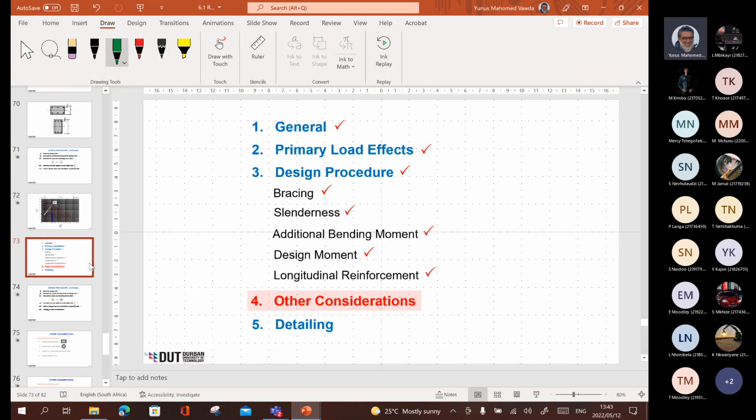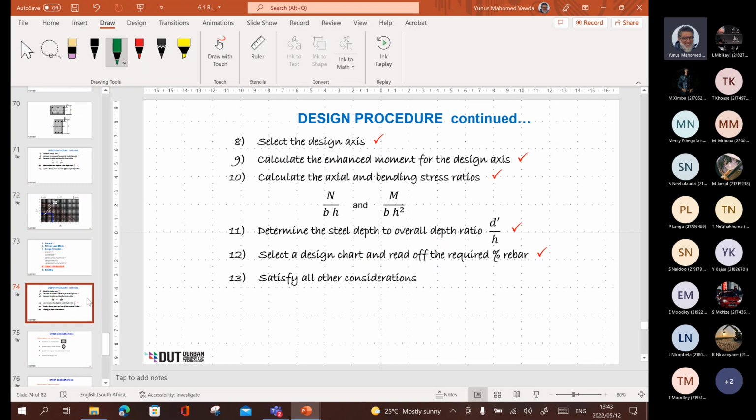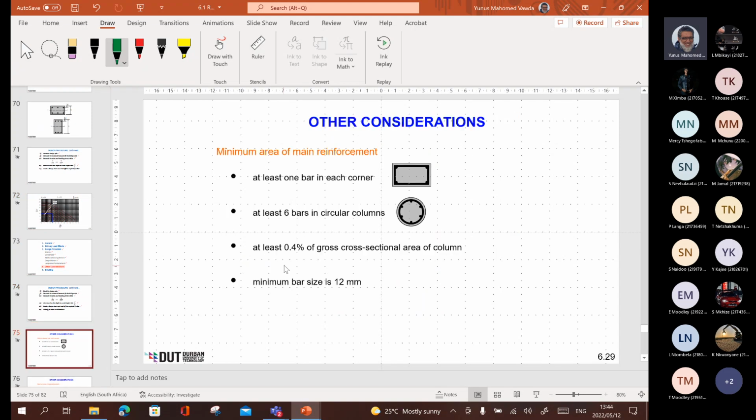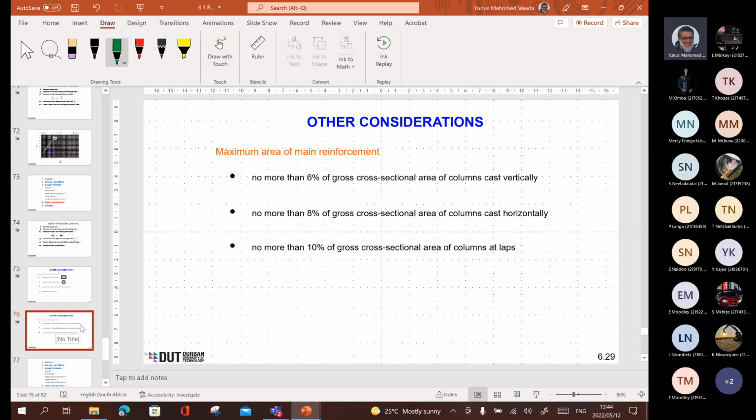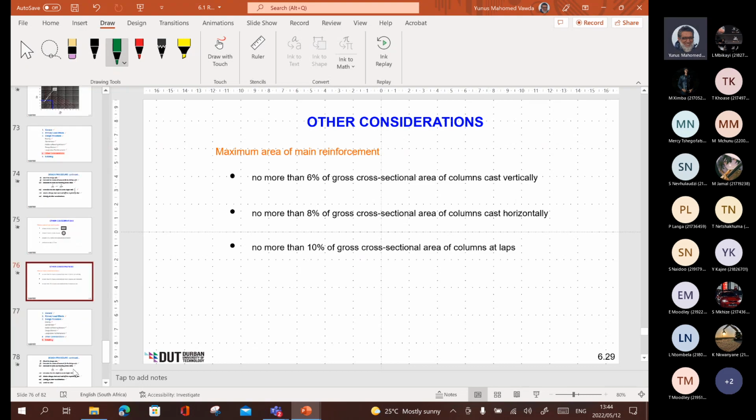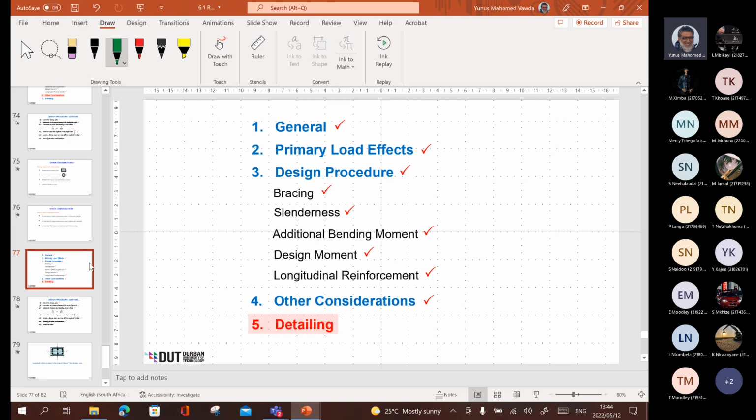And once you've got that, you take into account all the other considerations, which are at least 1 bar in each corner, at least 6 in circular columns, 0.4% of gross cross-sectional area minimum. Minimum bar size is 12. Then you have no more than 6% maximum, no more than 8%, no more than 10%. Usually we have vertically cast, so horizontally cast not too common.